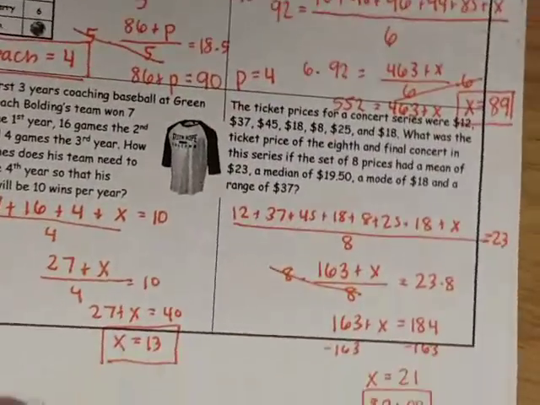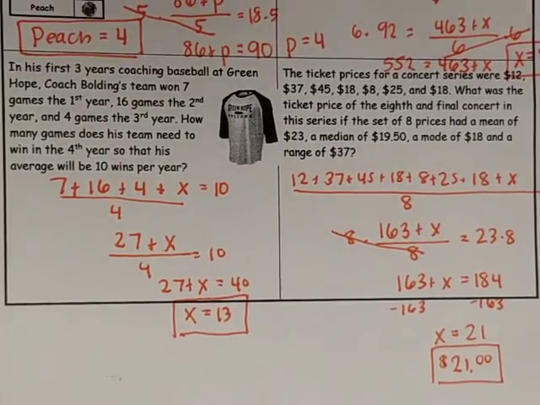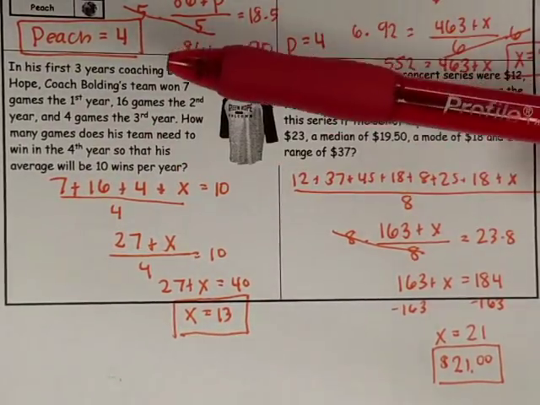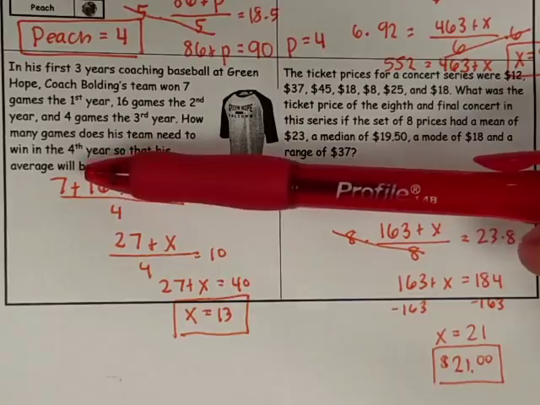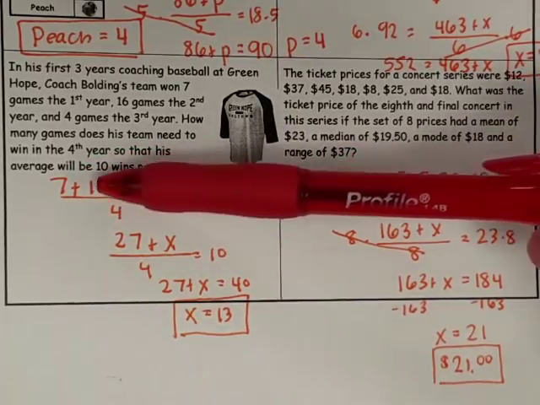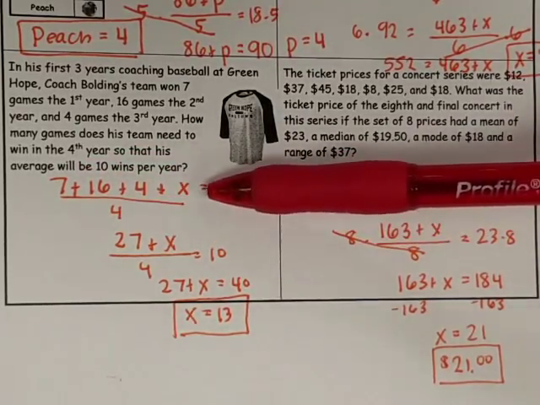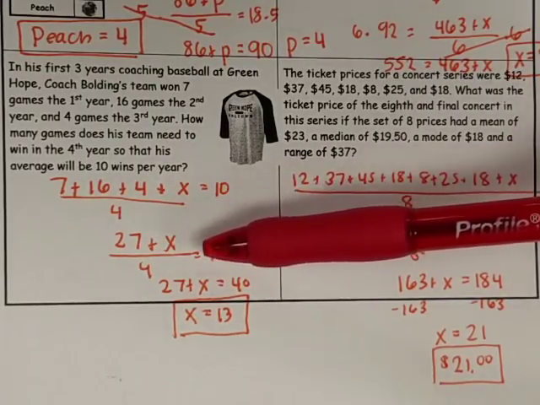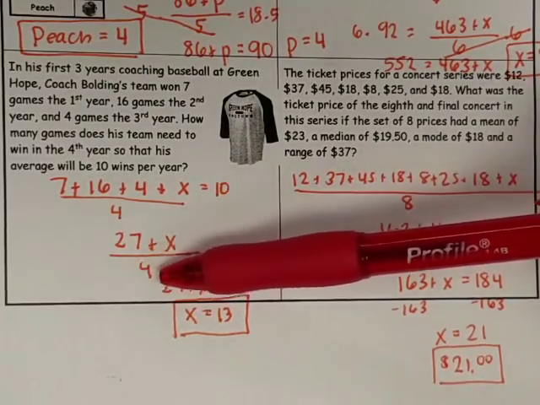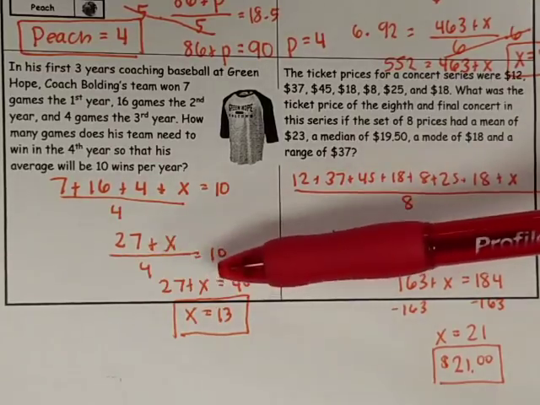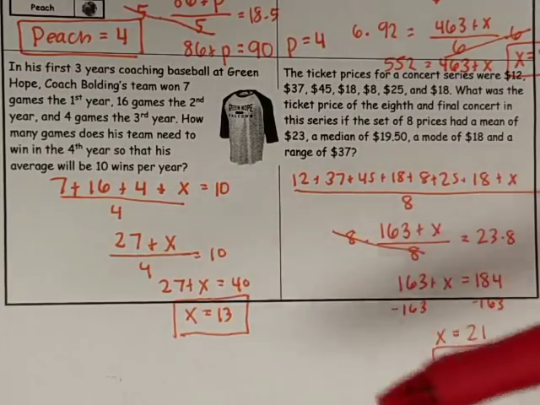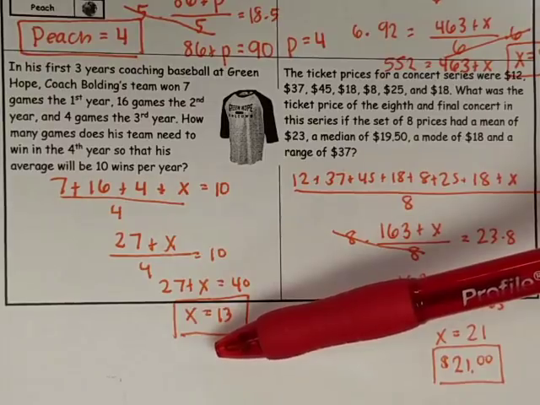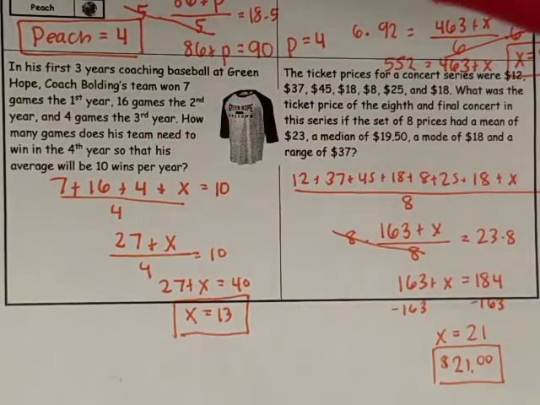All right, and then on the right side, you added the number of wins, 7 plus 6 plus 4 plus x, all over 4, equals 10, and that's 27 plus x over 4. I got rid of the divide by 4 and got 40 on both sides, and then I subtracted 27 and got 13. So he needs 13 wins in his 4th year so that he has an average of 10 wins per year.